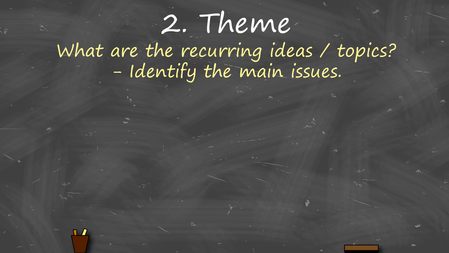Step 2. Theme. What are the recurring ideas and topics? Try to identify the main issues at the heart of the poem. Here are some possible themes you might be able to identify.